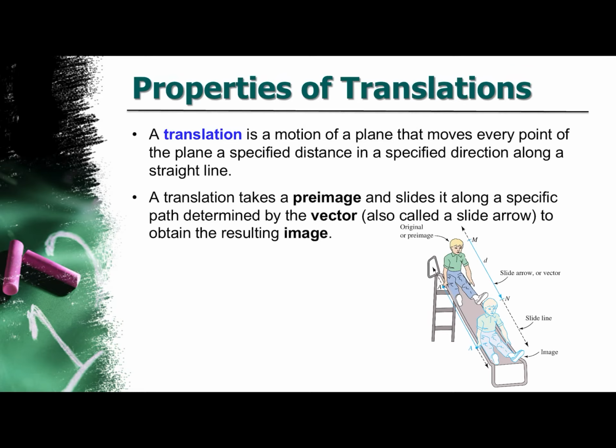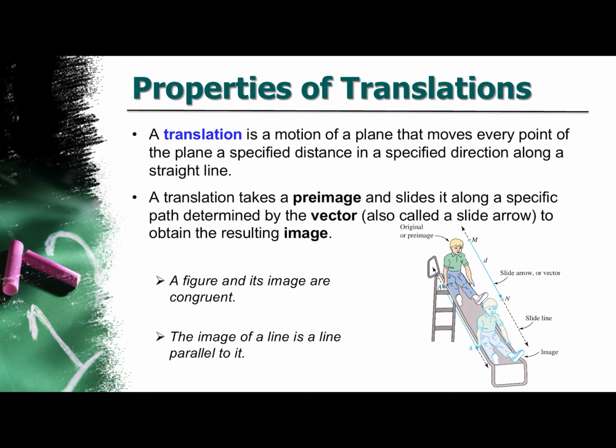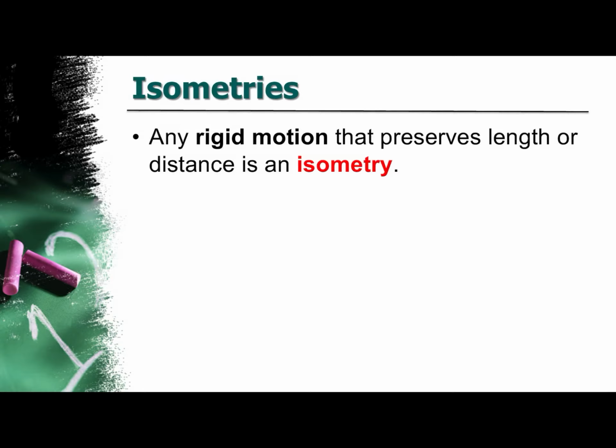Except, of course, the kids probably would move, but not be congruent when they got to the bottom. But we can pretend. So the figure, the image, and the pre-image are congruent figures. And so the image of a line, if you have a line and you translate it, will be a parallel line.